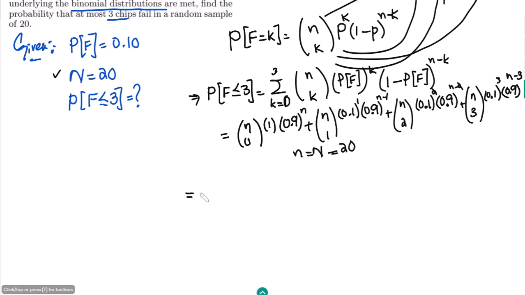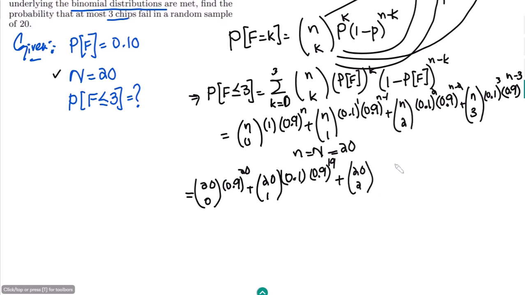So here ultimately we will get 20 choose 0 times 0.9 to the power 20, plus 20 choose 1 times 0.1 multiplied by 0.9 to the power 19, plus 20 choose 2 times 0.1 squared and 0.9 to the power 18, plus 20 choose 3 times 0.1 cubed and 0.9 to the power 17. 3 minus 3 would be 0, so the power will be 1.